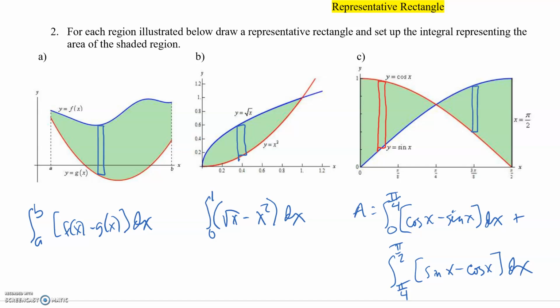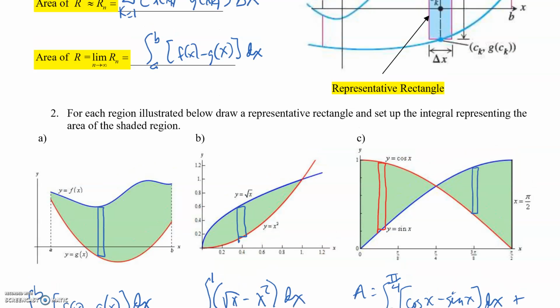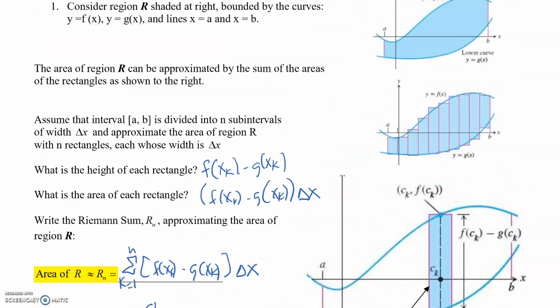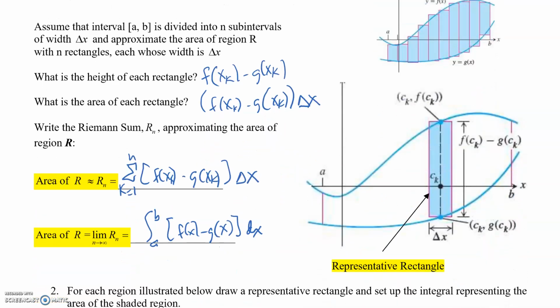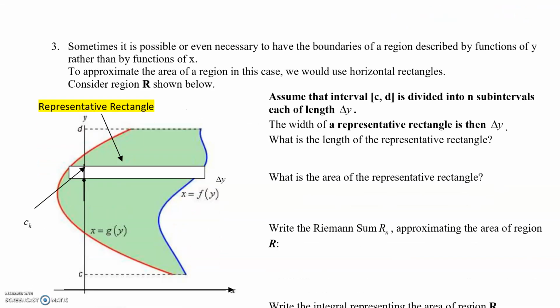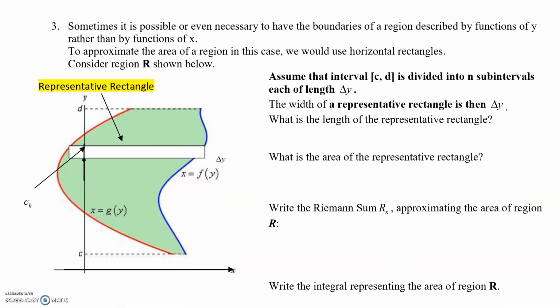Let's go to the next page, because if you notice, these representative rectangles that I drew and that are all in this worksheet are vertical, and the width of each rectangle is delta x. Well, sometimes it's better or even necessary to integrate with the representative rectangles being horizontal rather than vertical. In other words, we have to integrate with respect to y and not x.